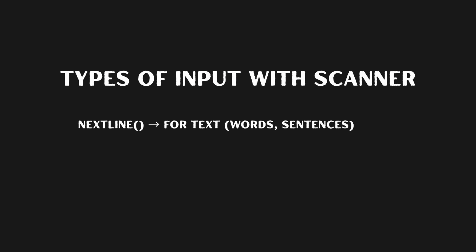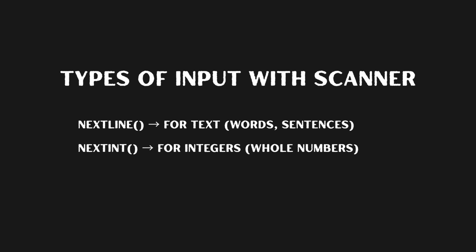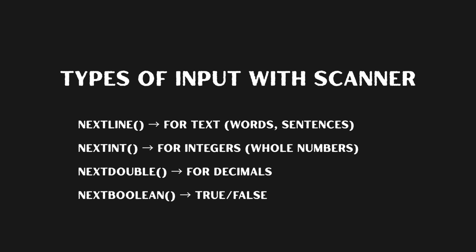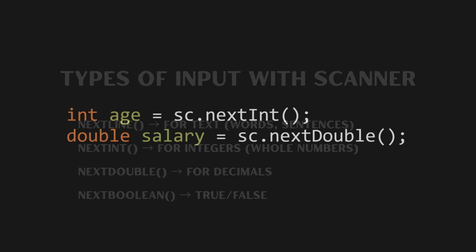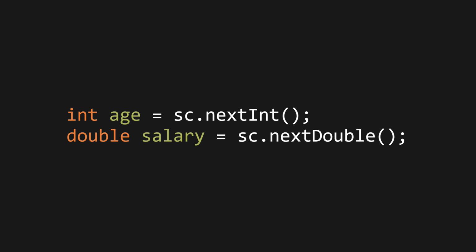Types of input with Scanner. nextLine for text, nextInt for integers, nextDouble for decimals, nextBoolean for true or false. Example: int age = sc.nextInt(), double salary = sc.nextDouble().